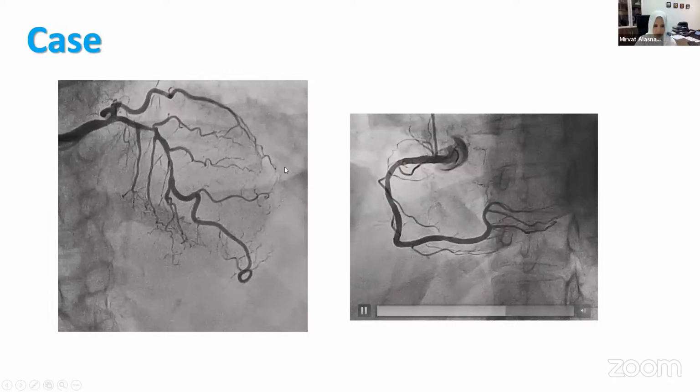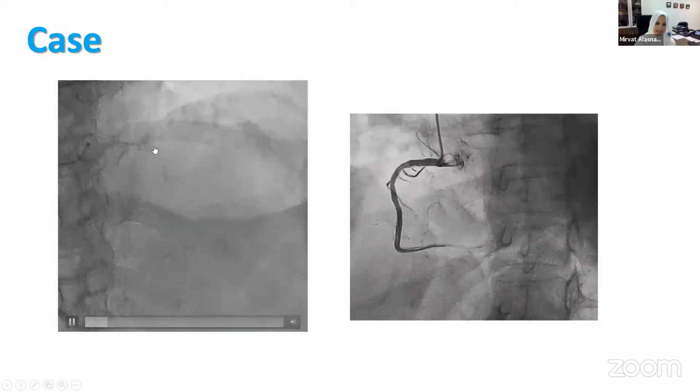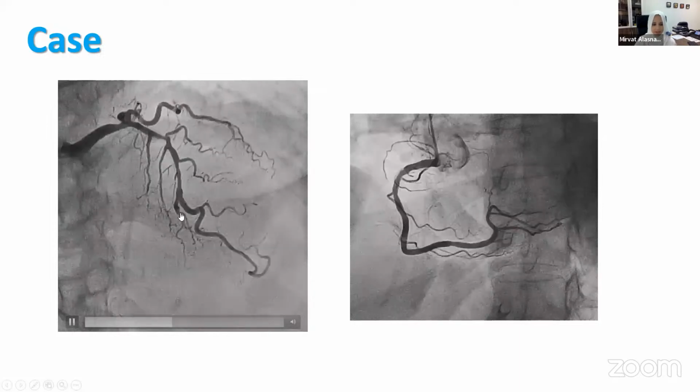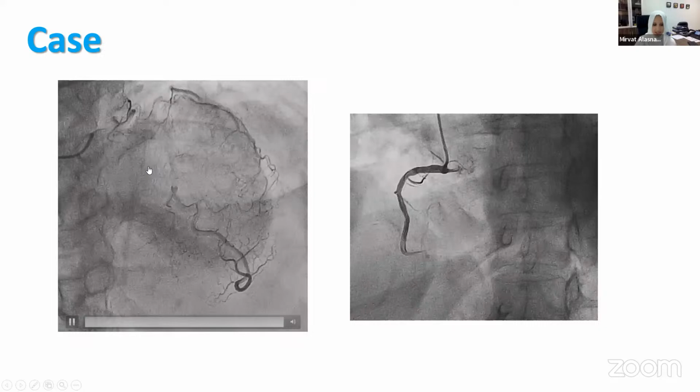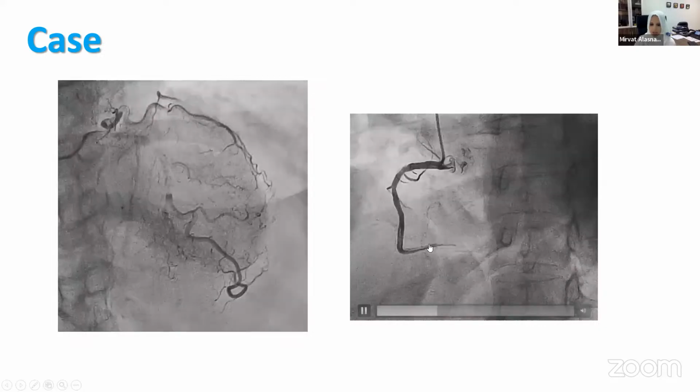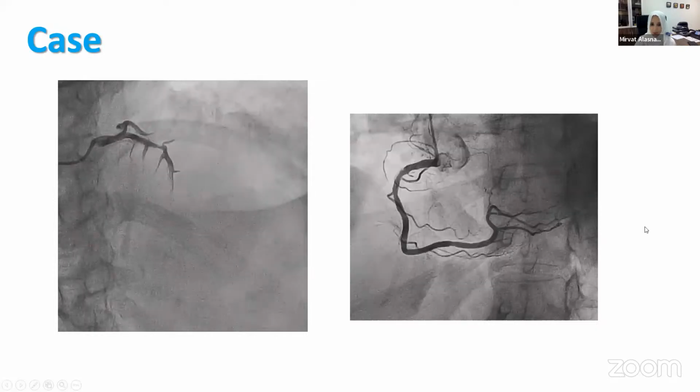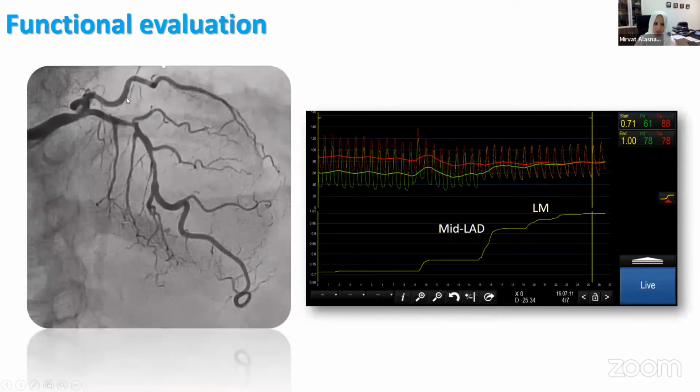I'm going to start with a case where you can see the LAD. Before the contrast comes in, you see some calcification, you see long diffuse disease, and potentially some tapering at the distal left main. Not really sure how significant that is, and the right coronary looks okay. So we want to quantify or decide how significant this left main is.